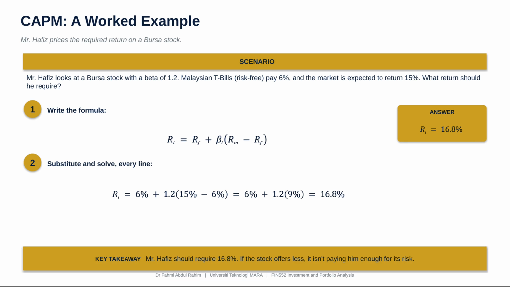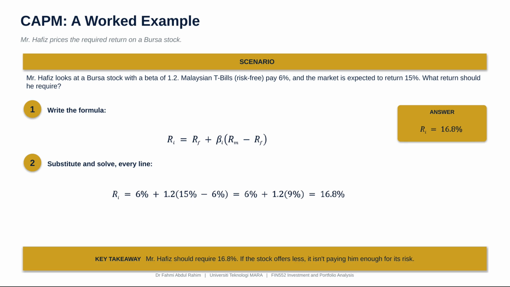1.2 times 9% is 10.8%. Adding the 6% risk-free rate gives 16.8%. So the answer in the gold box is that Mr. Hafiz should require a return of 16.8%.